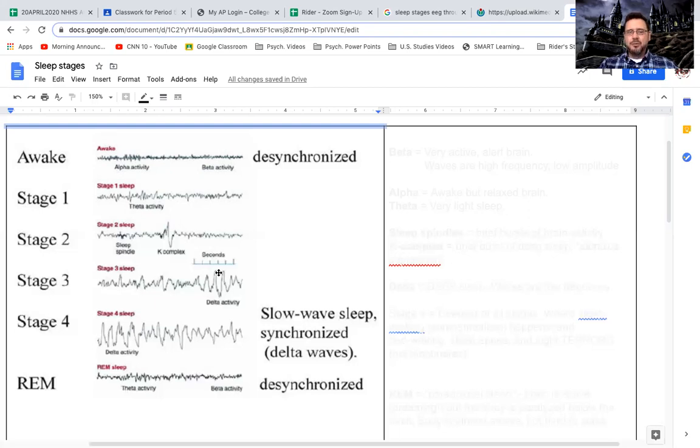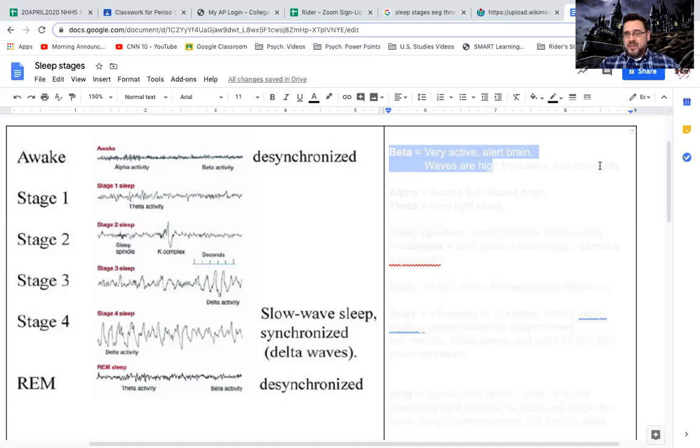Now let's get to the different sleep stages. This is obviously broken down into the 5 basic sleep stages that exist: stage 1, 2, 3, and 4, and then REM stage, which stands for rapid eye movement. We'll get to that in a little bit. So let's start with what we see here from the wakefulness period.